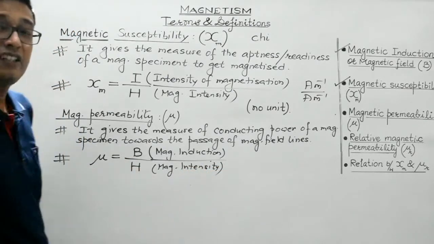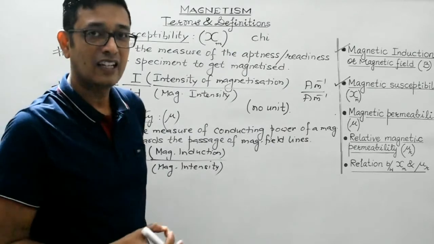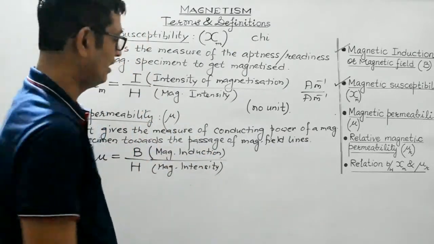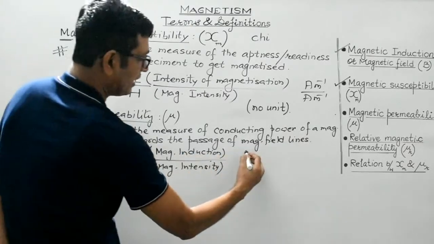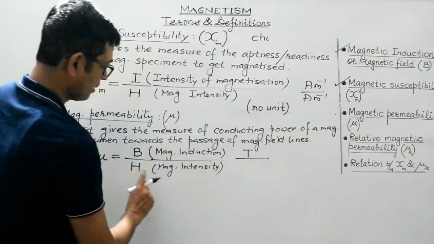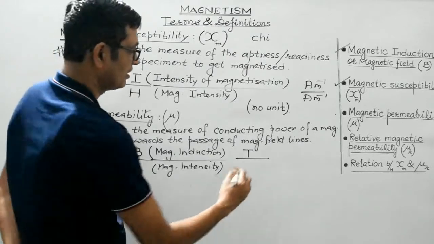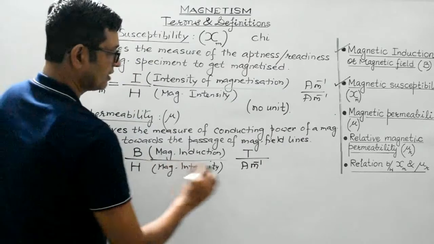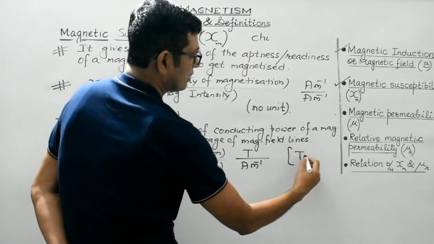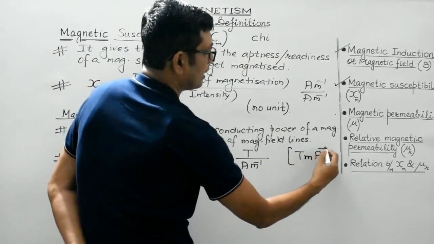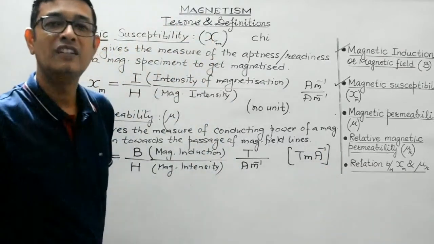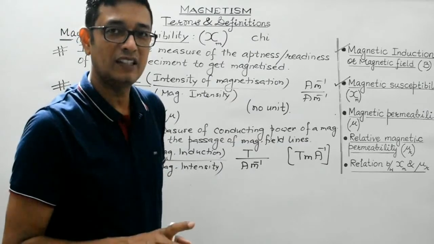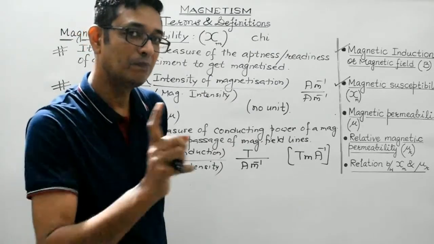Clear, students? So mathematically, magnetic permeability is defined as the ratio of the magnetic induction to the magnetic intensity. Now, regarding its unit, magnetic induction, its SI unit is Tesla. H, magnetic intensity, its SI unit is ampere per meter. So, the SI unit of mu would be Tesla meter per ampere. Clear, students? So, the SI unit of magnetic permeability is Tesla meter per ampere.